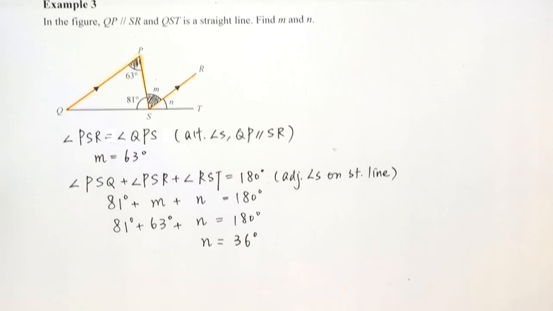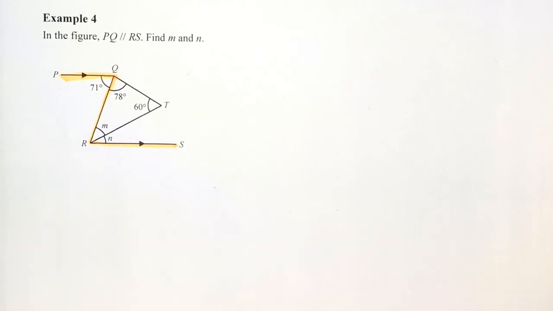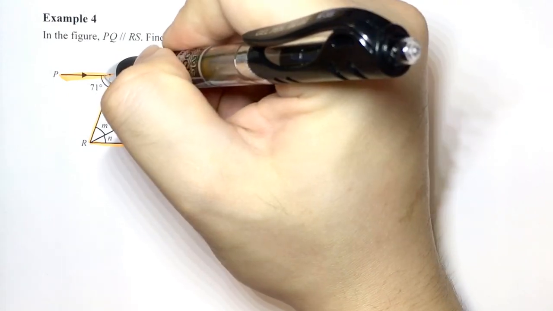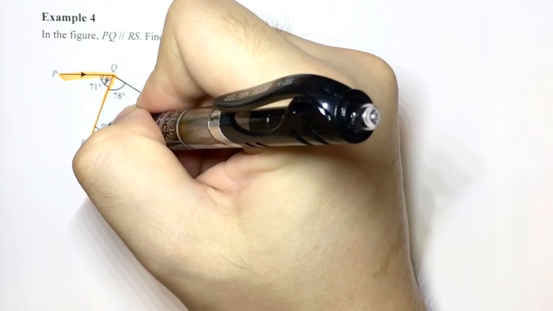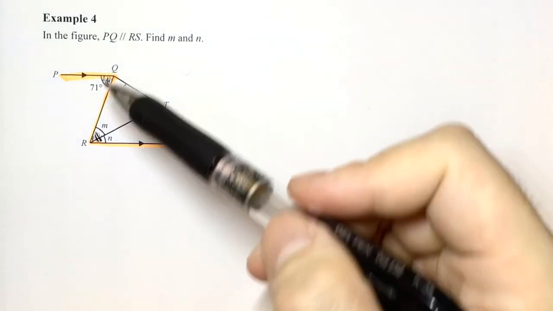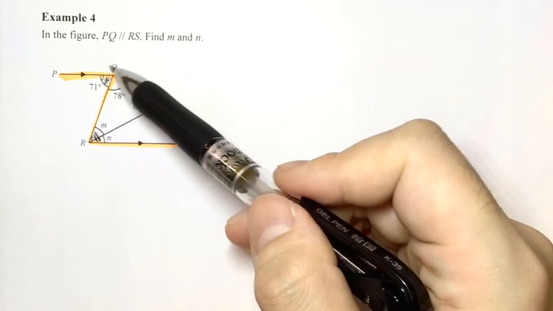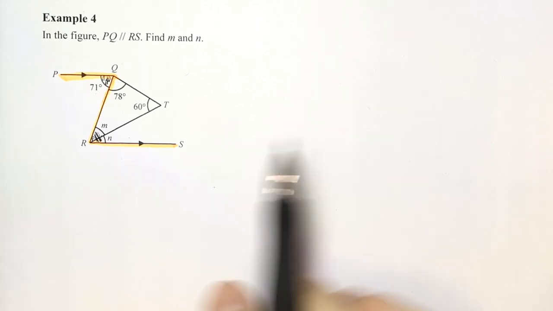Last example. Note that there's a pair of parallel lines. I also draw the Z shape with one color. So you need to note that 71 degrees is the same as the sum of M and N. And also consider that there is a triangle here. You can consider the angle sum of a triangle. Okay, so let's get started.